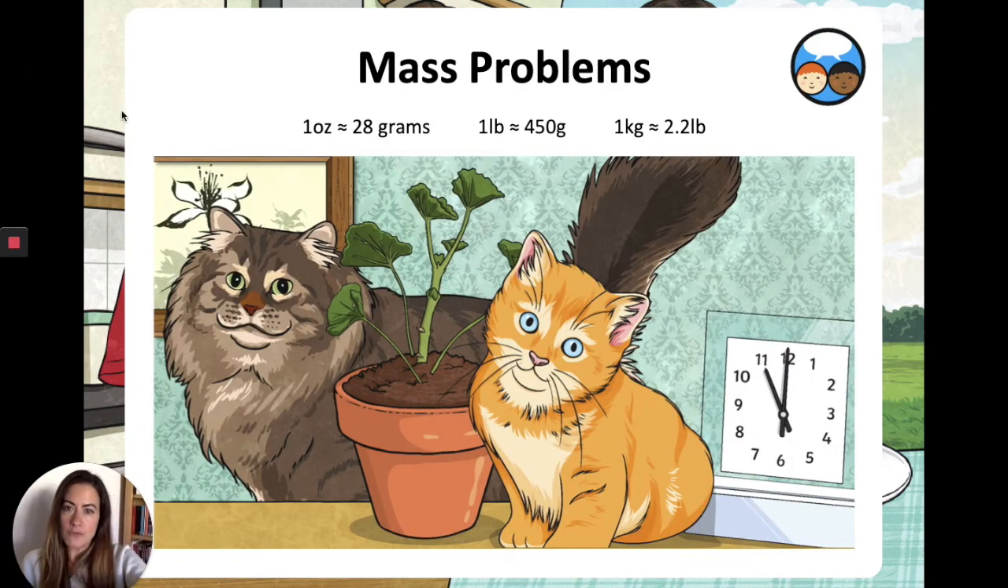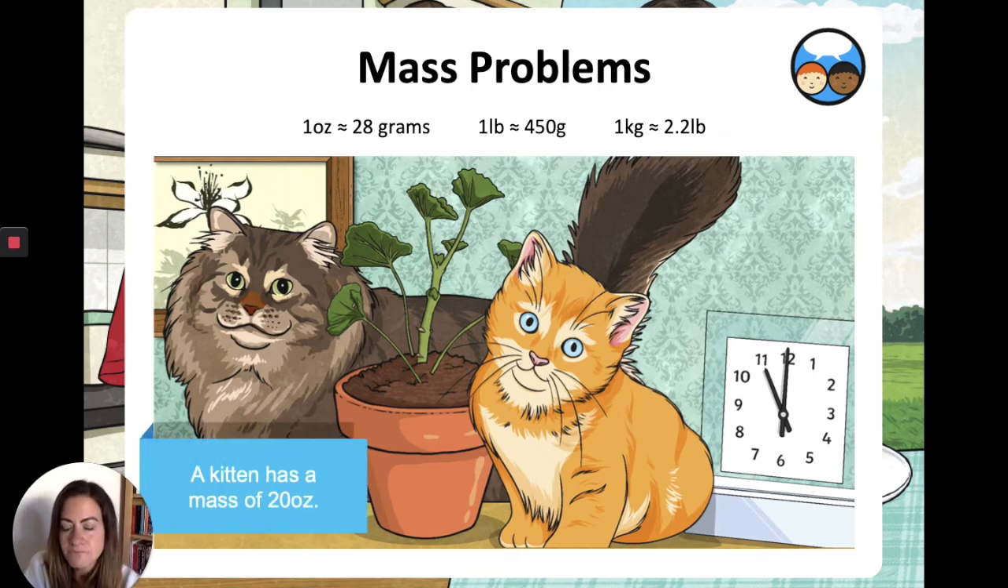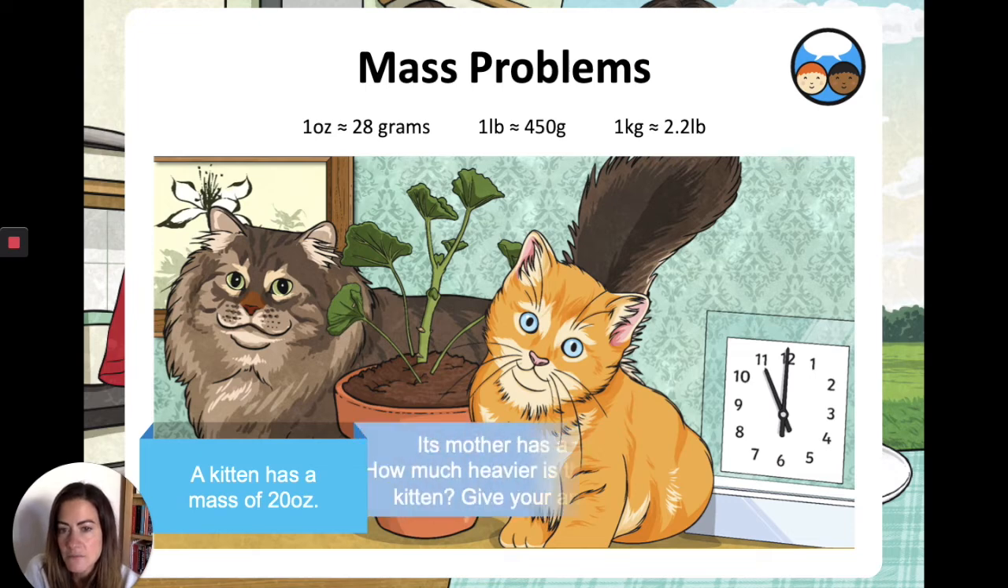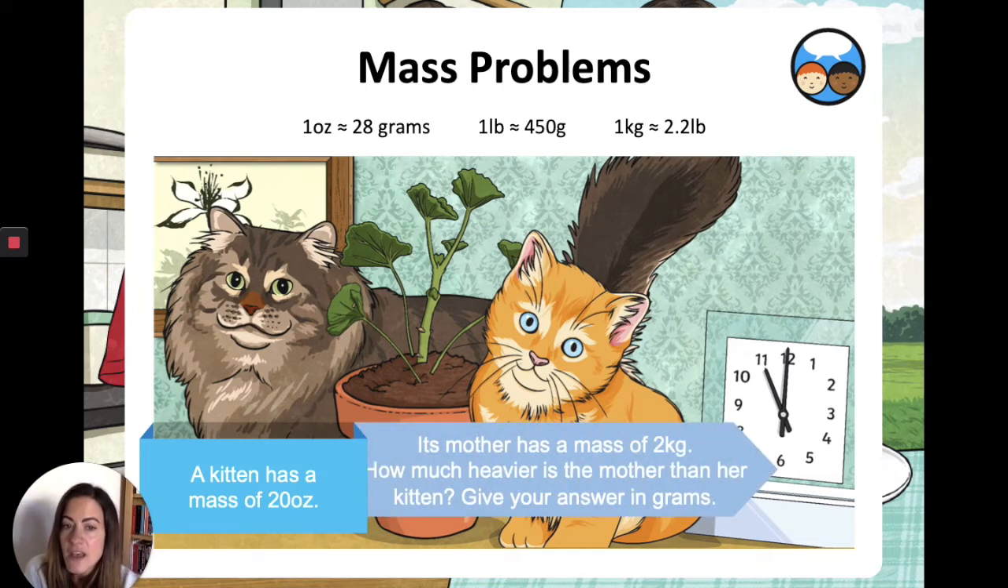Now, we've looked at all these conversions separately. We're going to do a problem to see if we can apply them together. A kitten has a mass of 20 ounces. Its mother has a mass of 2 kilograms. How much heavier is the mother than her kitten? Give your answer in grams. So we've got the kitten's weight in ounces and the mother's in kilograms, and we want the answer in grams. So we've got a few conversions to do here.